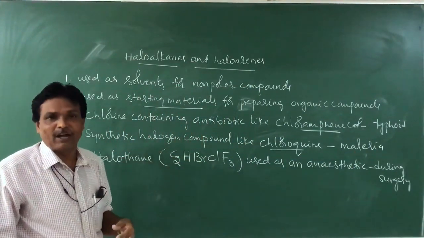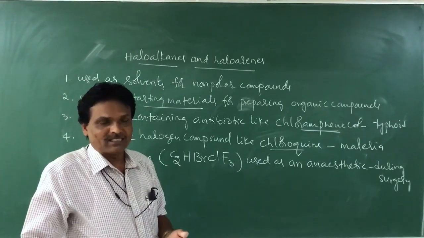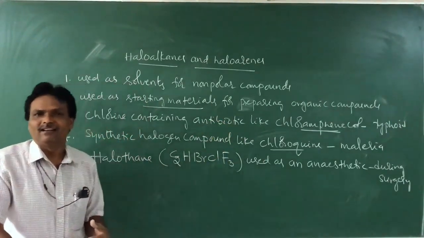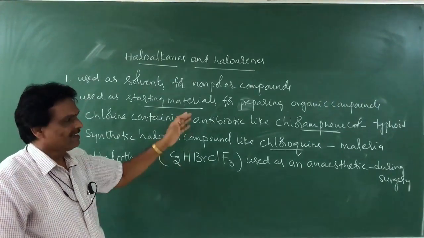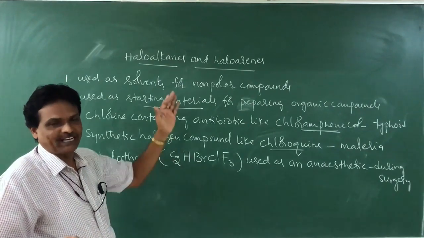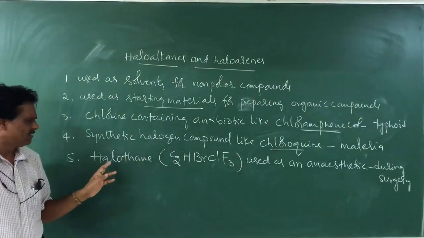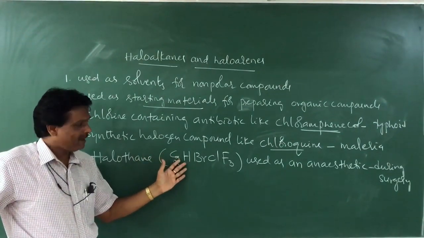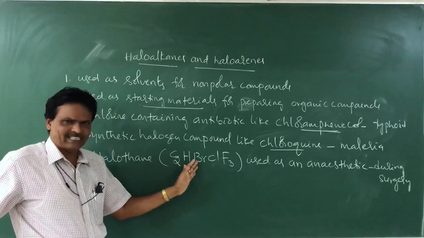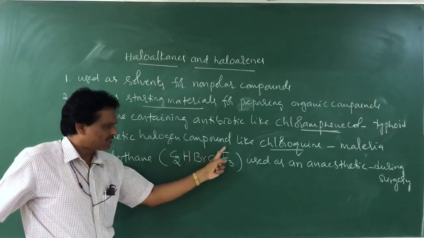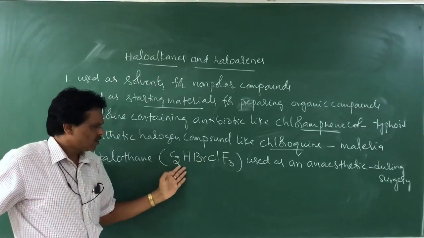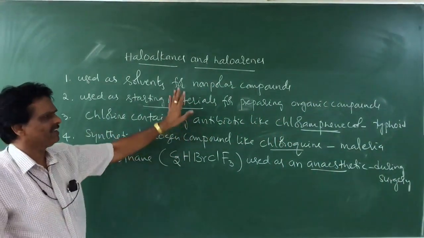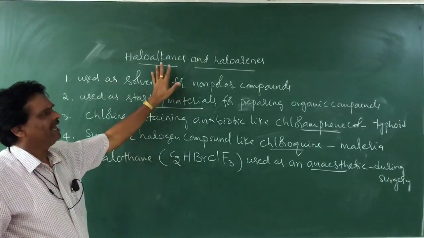And also we know that iodine is present in our body in the form of the hormone thyroxine. The deficiency of thyroxine causes the disease goiter. That is also a hormone which contains iodine. Then the synthetic polyhalogen compound halothane is obtained from ethane. In C2H6, out of 6 hydrogen atoms, 5 are replaced by 3 fluorine, 1 chlorine and 1 bromine, so we get halothane. This is used as an anesthetic during surgery. These are the applications of halogenated hydrocarbons.